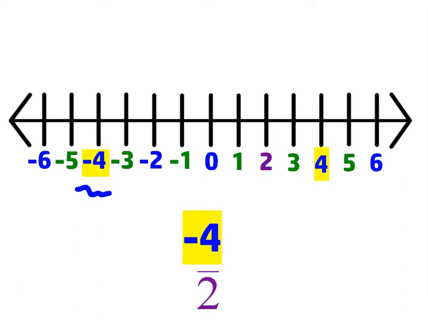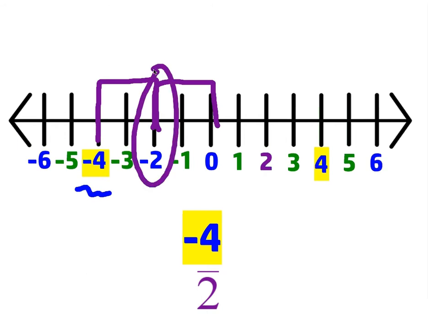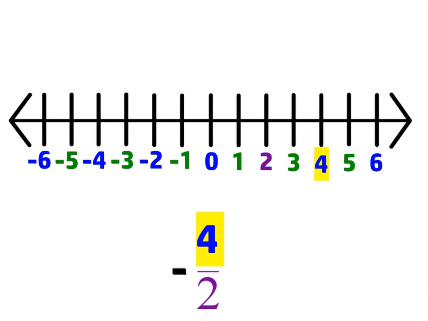Now, what happens when you take negative 4 and divide by 2? Well, that means basically you break it up into two pieces. Here's one piece, and here's two pieces. Right? And so half of that in between would be what? Would be negative 2. It's real simple, right?